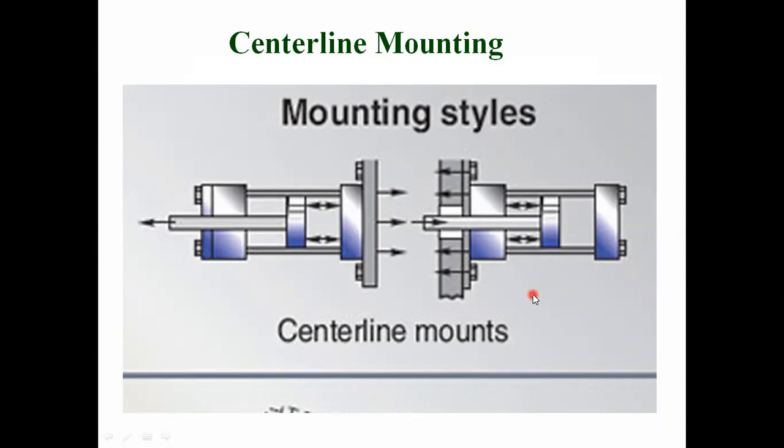Basically it uses either a rectangle type of flange or a square flange, which is connected to the head end or cap of the actuator, on both sides. So this is your center line mounting method. The simple one: both flanges are attached at the outer ends of your actuator and it is fixed at the working zone.